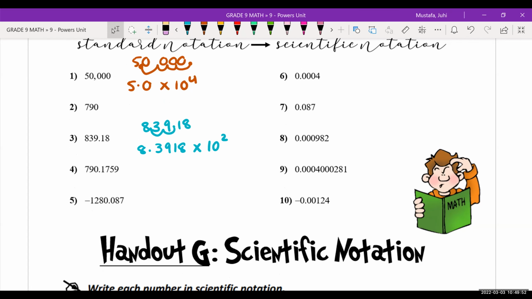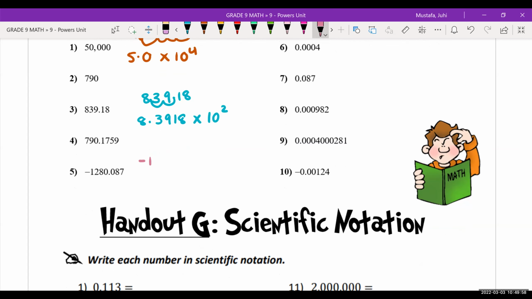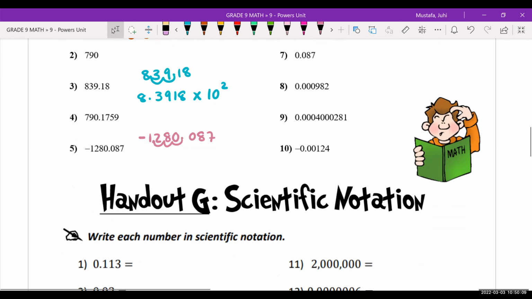We'll do one more over here. Let's try question number 5. Negative 1,280.087. I'm going to move the decimal place over 1, 2, 3 units that way. And so I'm going to be left with negative 1.280087 times 10 to the power of 3. Yep.